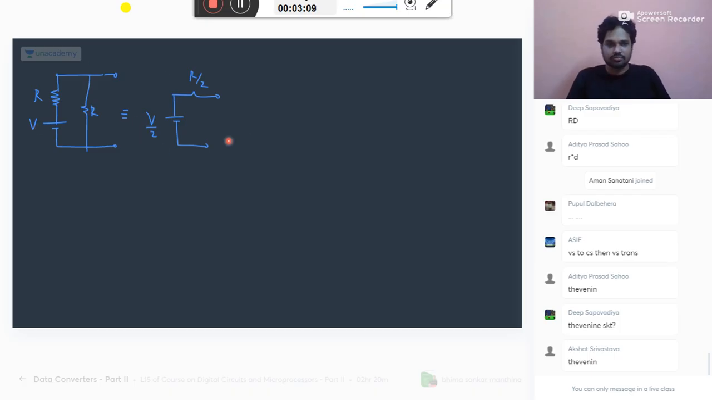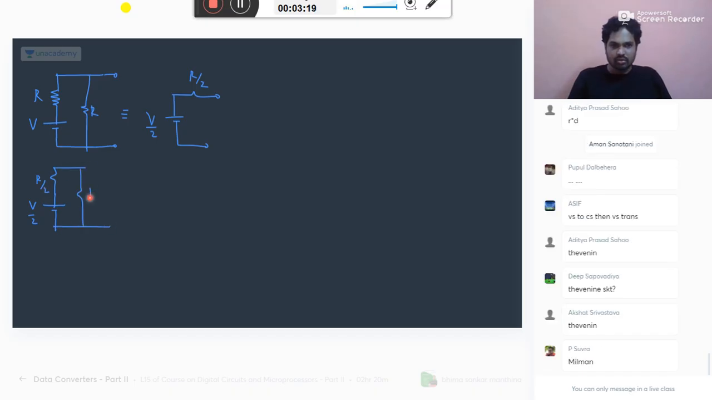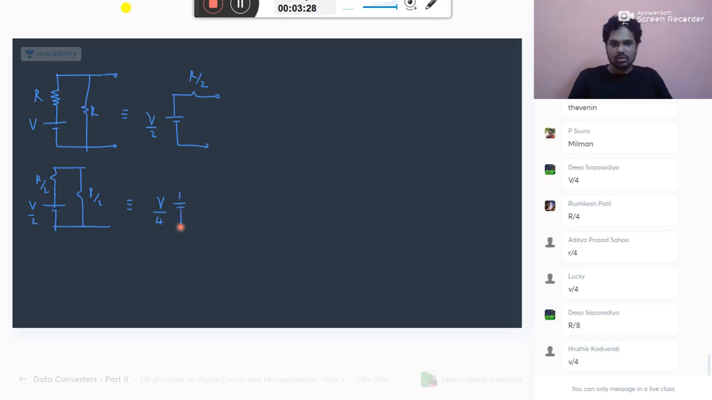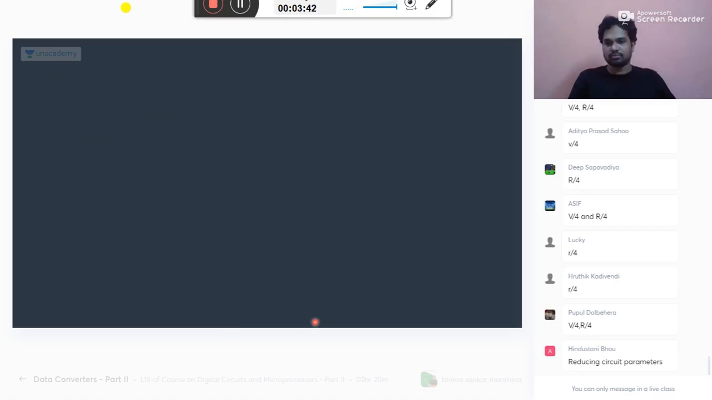For example, you have V by 2 in series with R by 2, again parallel with another R by 2. What is the answer? V by 4 in series with R by 4. Like that. So these are the examples. If it is R and R, we take R by 2. If it is 2R, 2R, we take R, whatever may be. So let's go to the original problem.